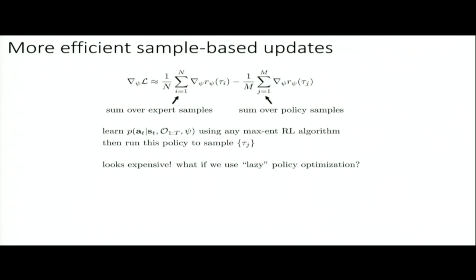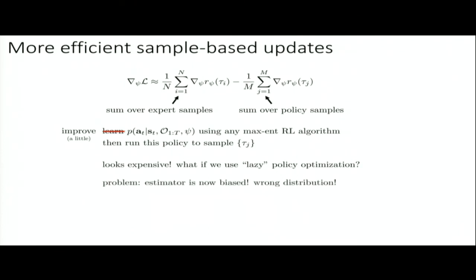But perhaps we can take a little shortcut. Perhaps we don't actually need to optimize this P of A given S comma O comma psi all the way to convergence. Maybe we can just improve the policy a little bit and then approximately estimate the gradient. So instead of learning this, well, let's just improve it, just a little bit, and then take a gradient step.